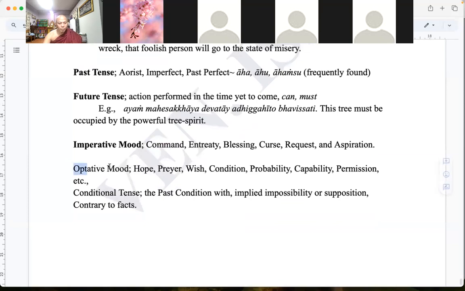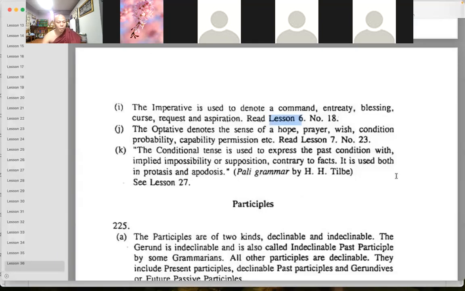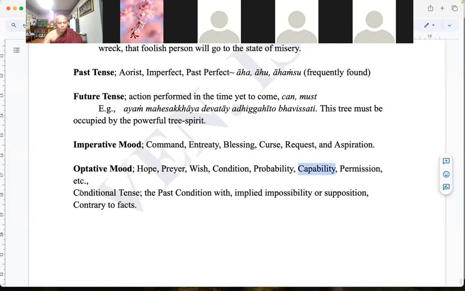And then next one is optative. Optative also in maybe lesson 7. So the optative verb is used to denote optative mood, to express hope or prayer or wish or condition or probability or capability or permission and so on. That one also is in lesson 7. We have already, that is fine. So read lesson 7, number 27. And the last one is conditional tense or conditional mood.